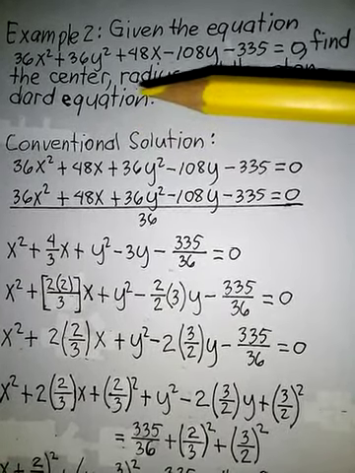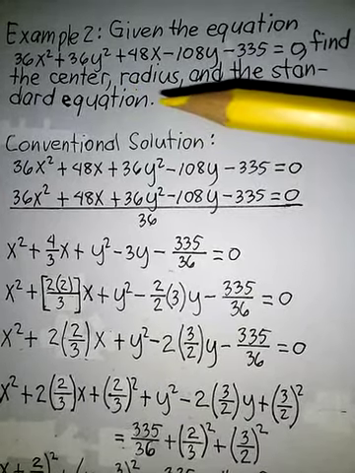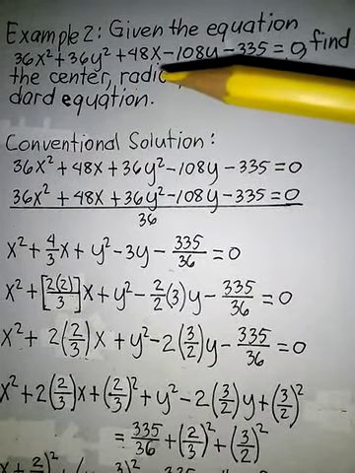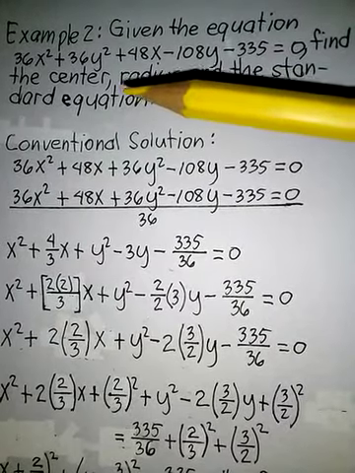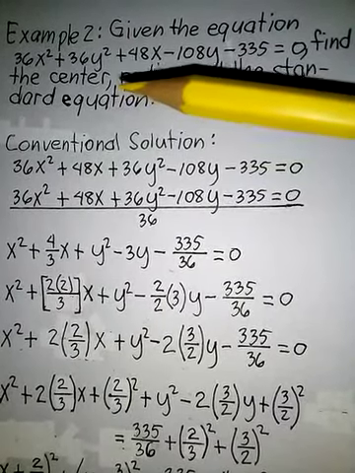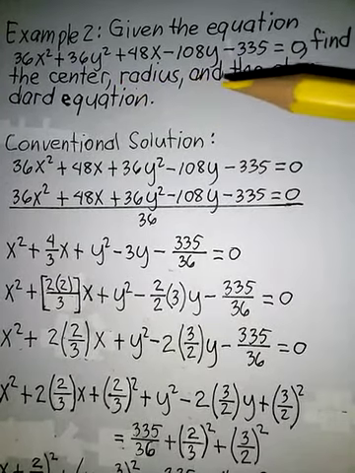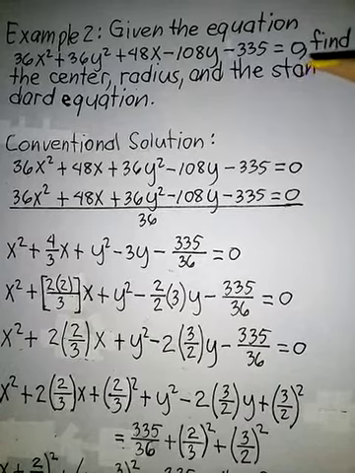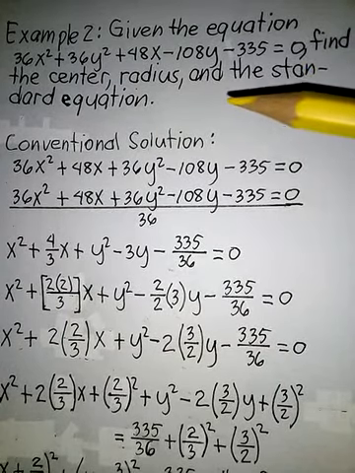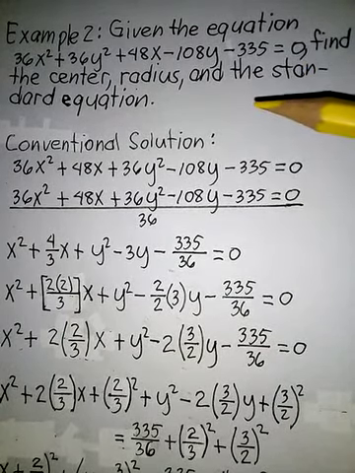Okay, so here in example 2, given the equation 36x squared plus 36y squared plus 48x minus 108y minus 335 is equal to 0. Find the center, radius, and the standard equation.